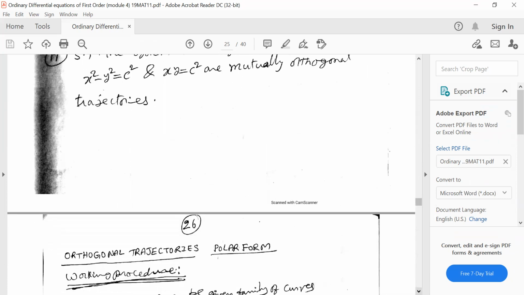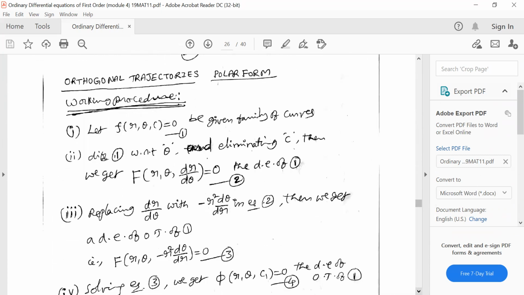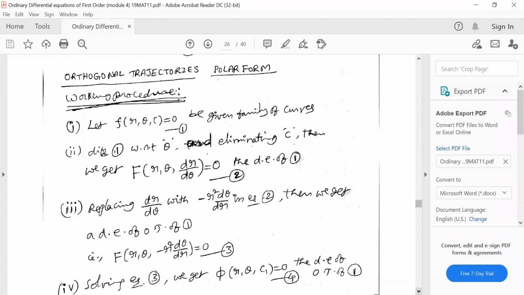After discussing the Cartesian form, we now discuss the polar form. How to find the orthogonal trajectory is a similar case with a different notation, that's it. Instead of x, y and a constant, we will now have r, theta and a constant in the given relation. If your problem has r, theta and a constant, it is called a polar form.